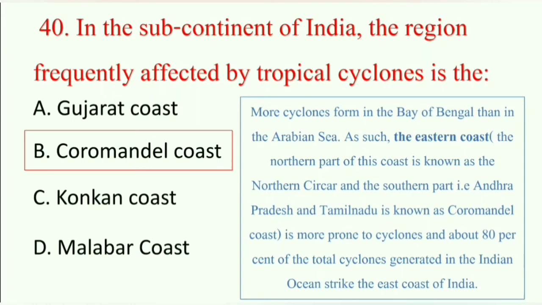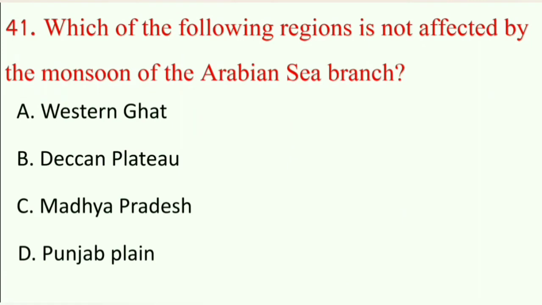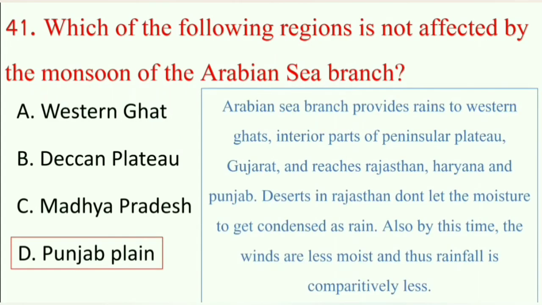coast of India. Next, which of the following regions is not affected by the monsoon of the Arabian Sea branch? Answer: D. Punjab plain. Arabian Sea branch provides rains to Western Ghats, interior parts of peninsular plateau, Gujarat, and reaches Rajasthan, Haryana, and Punjab. Deserts in Rajasthan don't let the moisture get condensed as rain. Also, by this time, the winds are less moist, and thus rainfall is comparatively less. So, the Punjab plain is not affected by the monsoon of the Arabian Sea branch.